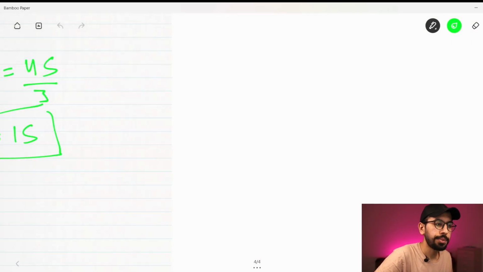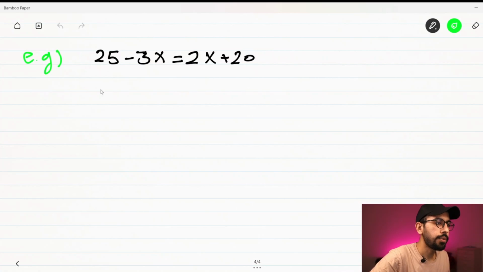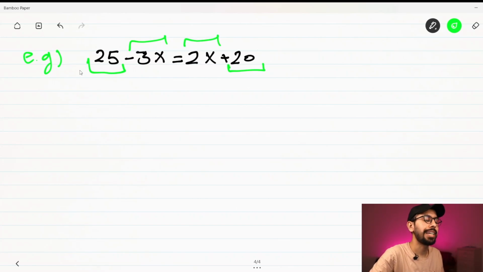Another equation for you. We have 4 terms here. 25 minus 3x equals 2x plus 20. What can we do now? This term is just a number, and this term too is just a number. So these two terms will stay on one side. This term is a number and variable, and this term is a number and variable. So these two terms will need to stay on one side.